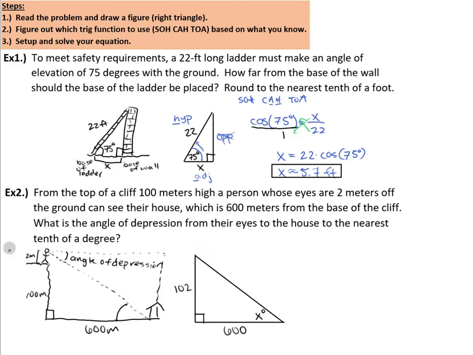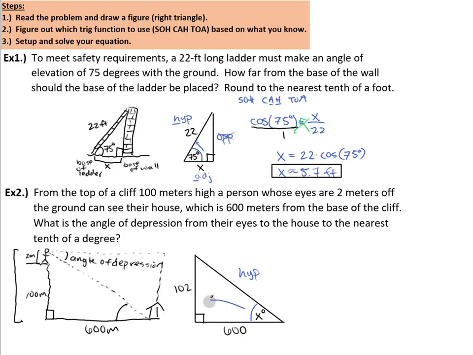Okay, so note that actually the distance off the ground this person's eyes are really 100 plus 2, right? That's our total distance. So it's actually 102 meters up to the top of our triangle here. It's 600 meters all the way along, and this angle of elevation, which is the same as the angle of depression, is what we're solving for. So again, that's our reference angle if you're solving for the angle, and we're going to label our 3 sides. So opposite the 90-degree angle is the hypotenuse.